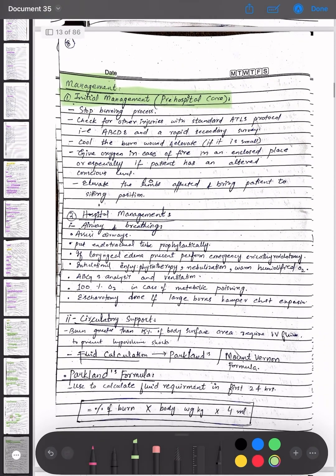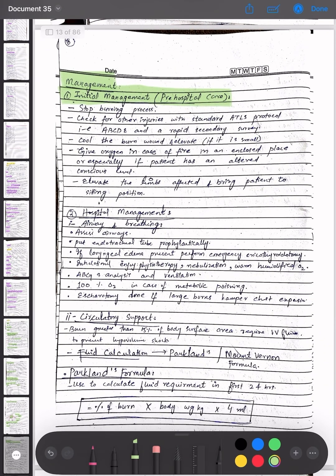Now in hospital management, what you have to do, first of all, is airway and breathing. Assess the airways. Put an endotracheal tube prophylactically. If laryngeal edema is present, perform emergency cricothyroidotomy. For inhalational injury: physiotherapy, nebulization, warm humidified oxygen, ABG analysis and ventilation, 100% O2 in case of metabolic poisoning. Escharotomy is done if large burns hamper chest expansion.